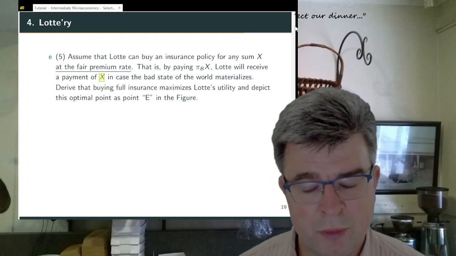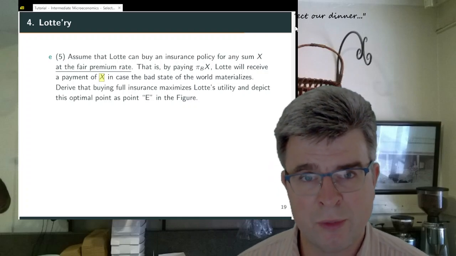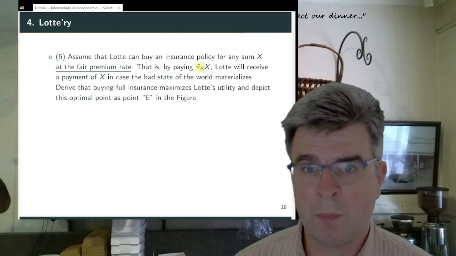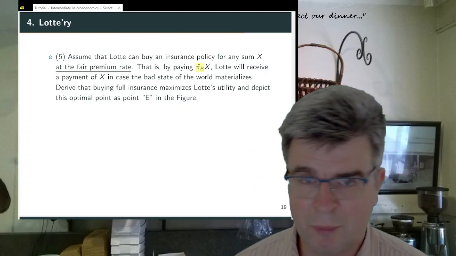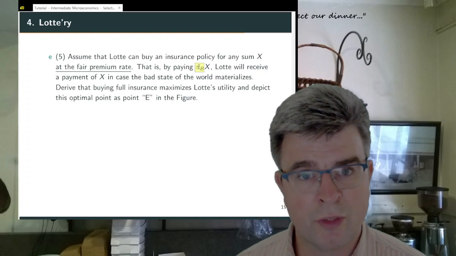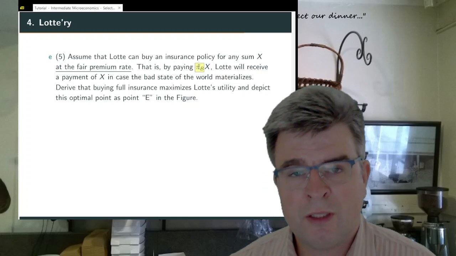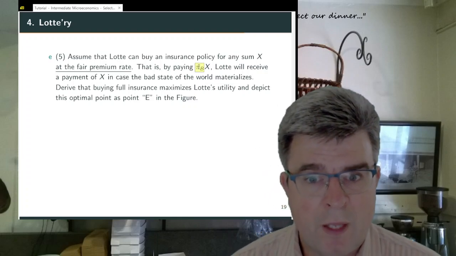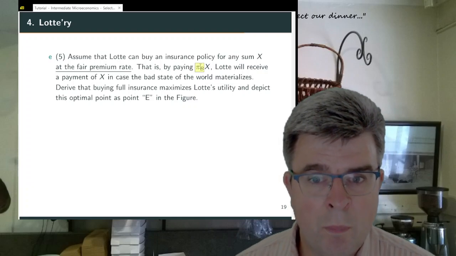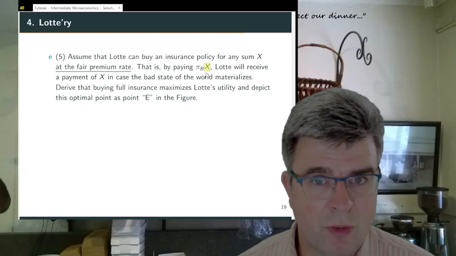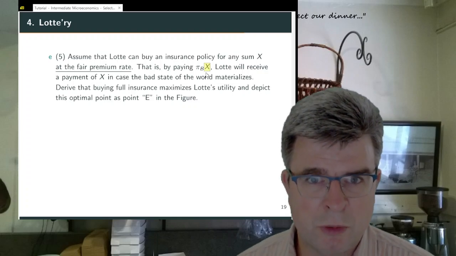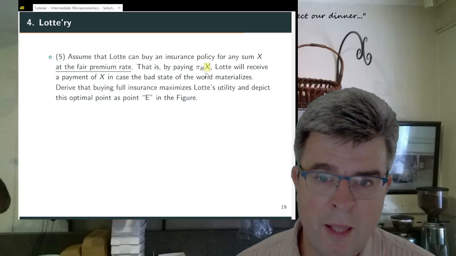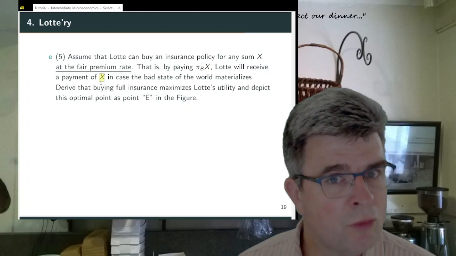So I can take full insurance, so I can set X equal to 1,000. In that case, I will pay a premium. Well, if pi B is equal to 0.10, I will pay a premium of 100. If my house burns down, I will get full coverage and I get 1,000. I could also decide to insure only half of my house. In that case, my premium will be 0.10 times 500, so it will be 50. My premium will be smaller, but if my house burns down, I will lose a value of 1,000 and the insurance company will only pay out 500.